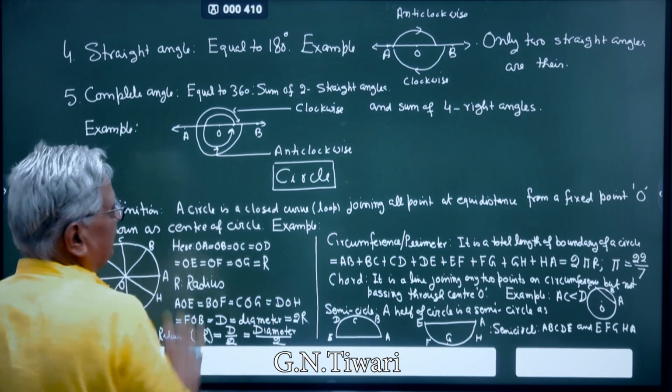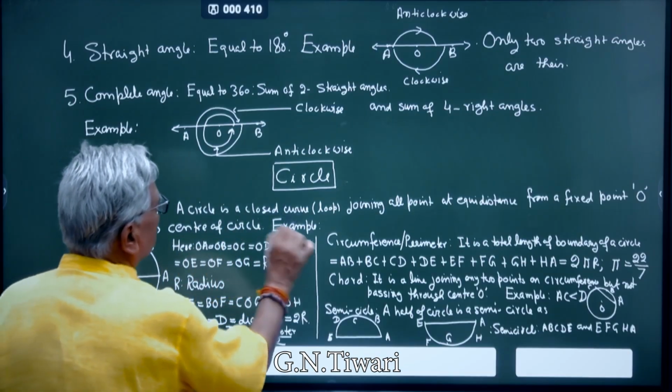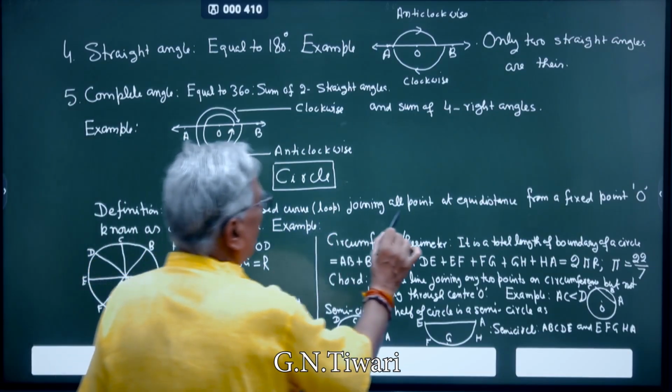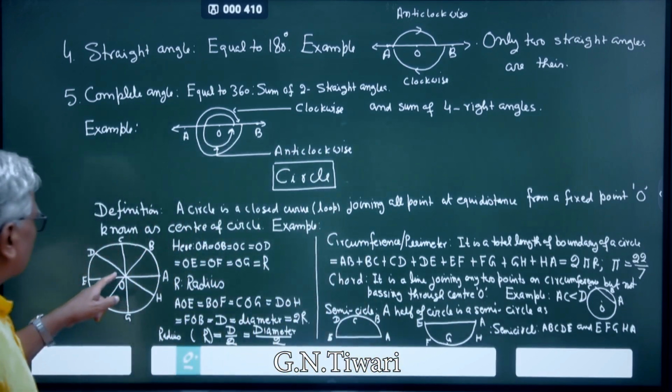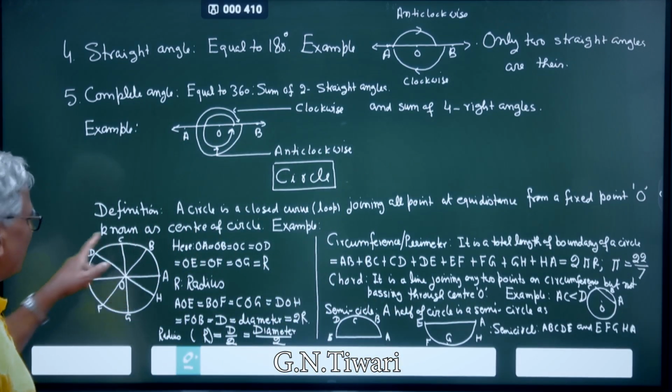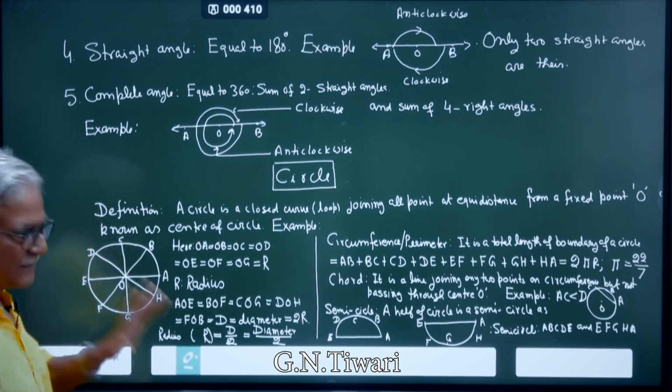अब देखिए circle definition. A circle is a closed curve joining all points at equidistance from a fixed point O. अब from fixed point O से जो OA, OB, OC, OD, all these are the equidistance, and if you join them, it forms a circle.